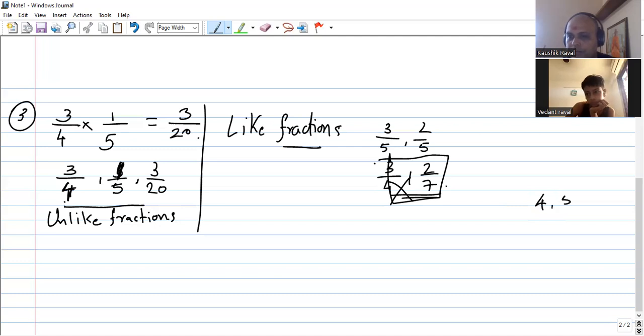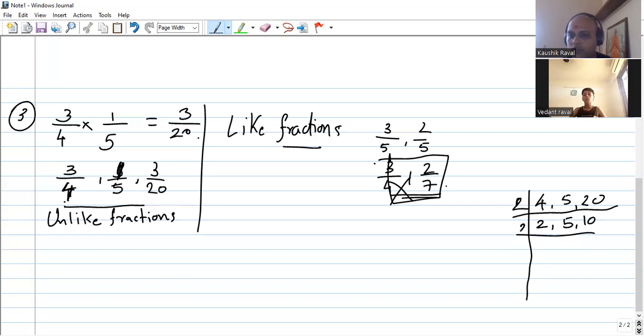4, 5 and 20. We will start with the lowest prime number, which is 2. Smallest prime number 2. So 2 2s are 4. 5 cannot be divided by 2, so it remains the same. This becomes 10. Still we can divide by 2. So 2 1s are 2, 5 remains the same. 2 5s are 10. Now what do we do? We have got 1. 1 is a unique number. It is neither a prime nor an even number.